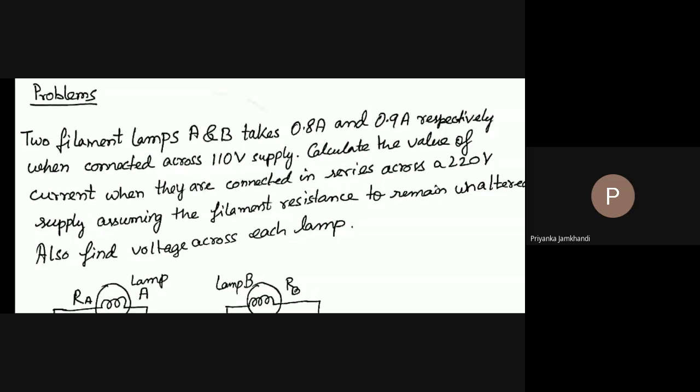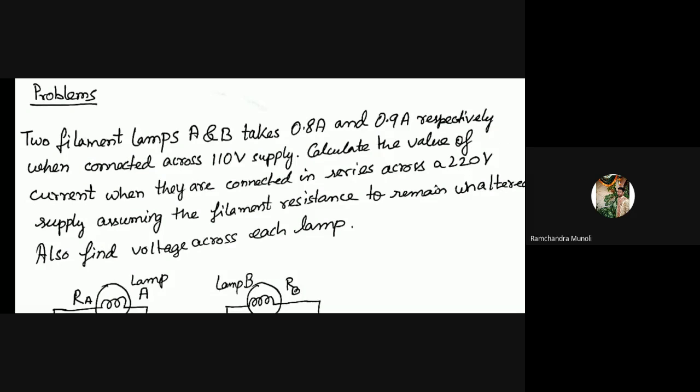So everyone understood the first statement? Yes, ma'am. Okay. So two lamps taking two currents when both are separately connected across a 110 volt supply. Right. Next, they have asked us to calculate the value of current when they are connected in series across a 220 volt supply, assuming that the filament resistance remains unaltered. Also find the voltage across each lamp.